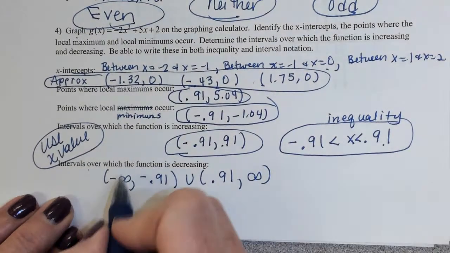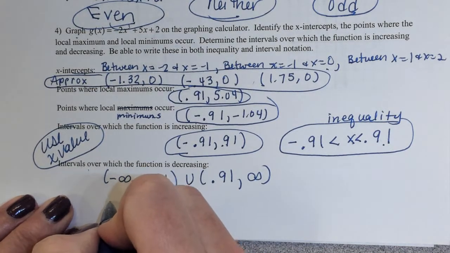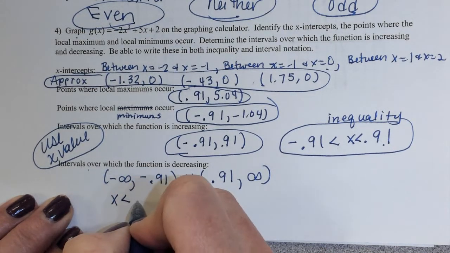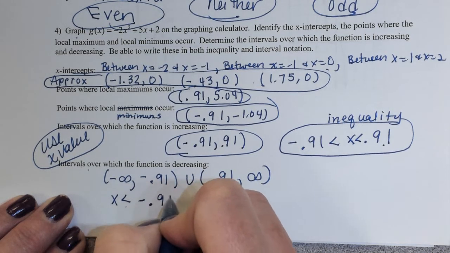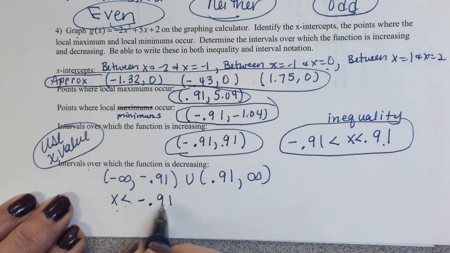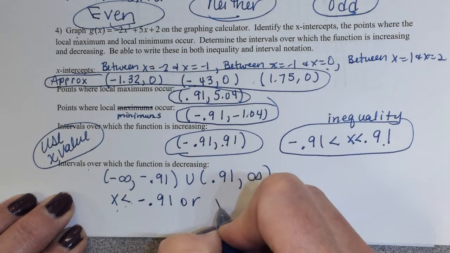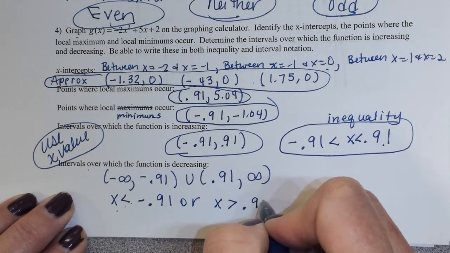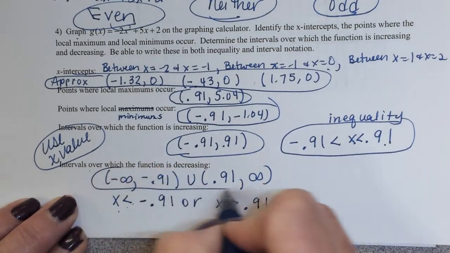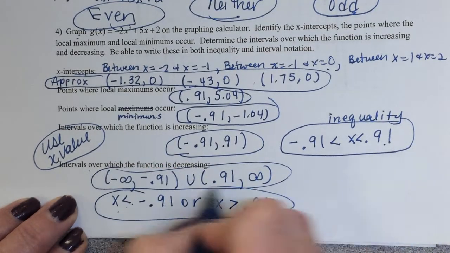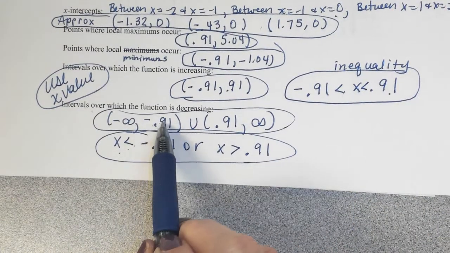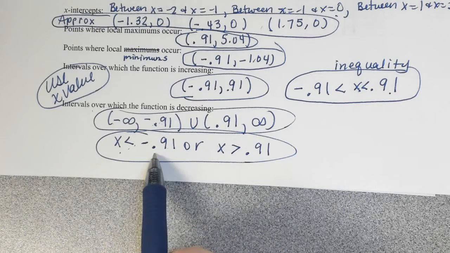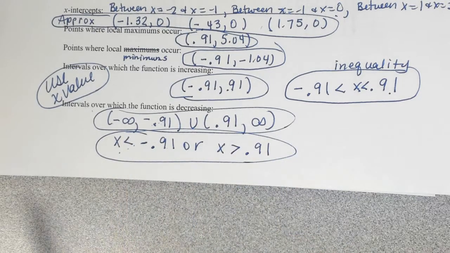All right, and then here, the function is decreasing as long as x is less than, not equal to, because when it's equal to, it's not doing anything, it's not changing. Okay, when x is less than this, or when x is greater than 0.91. So interval notation, inequality notation. Some of you still don't have that down, which is which. Interval uses the parentheses. Inequality uses less than, greater than. Okay? So work on all that.